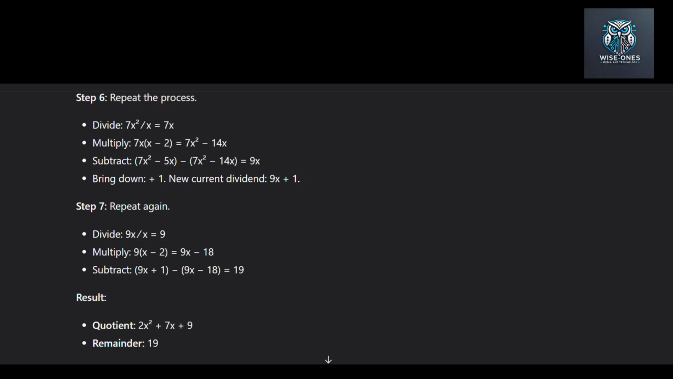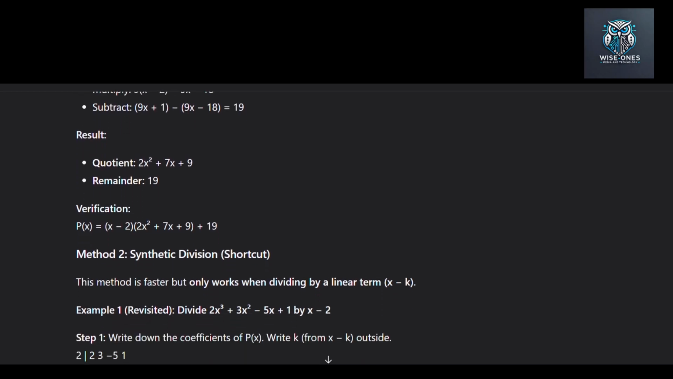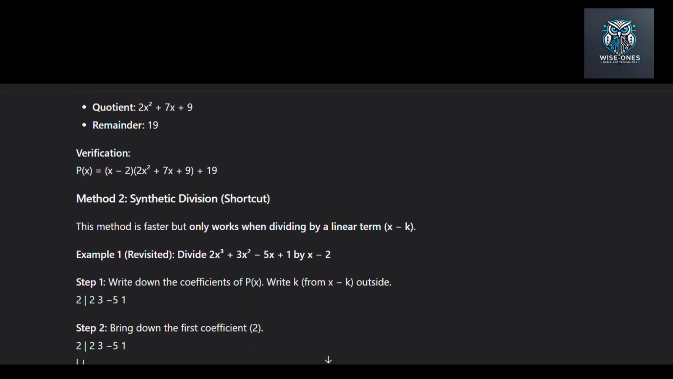1 minus negative 18. Minus negative becomes plus. 1 plus 18 is 19. We have no more terms to bring down, so 19 is the remainder. The result is quotient 2x squared plus 7x plus 9. Remainder 19. Verification: p of x equals open bracket x minus 2 close bracket times open bracket 2x squared plus 7x plus 9 close bracket plus 19.